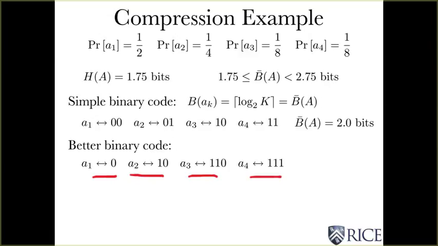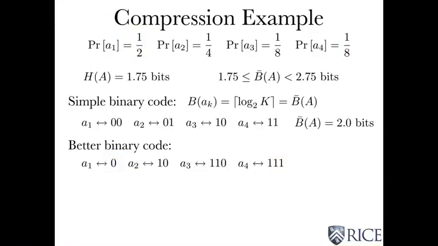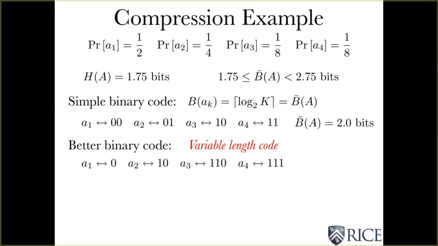And the idea here is I'm using fewer bits to represent the letters that have higher probabilities, and more bits to represent the ones that have a lower probability. In other words, they don't occur as often. Okay. This is an example of what's called a variable length code. So the simple binary code, if you will, is an equal length code. All the numbers of bits are the same. In a variable length code, you use a different number of bits.